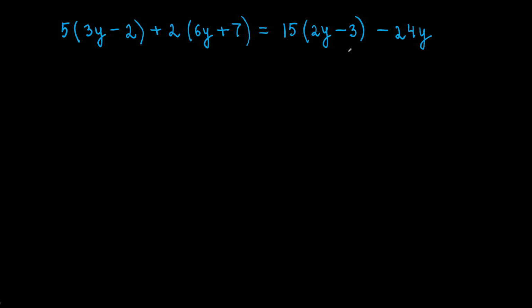This is such a great equation to practice. Let's do it. First, we will remove the parentheses using the distributive property. So take 5 and multiply by each term inside the parentheses.